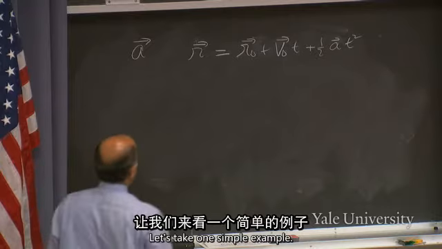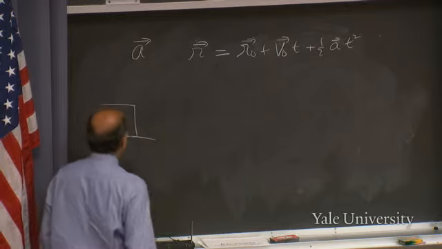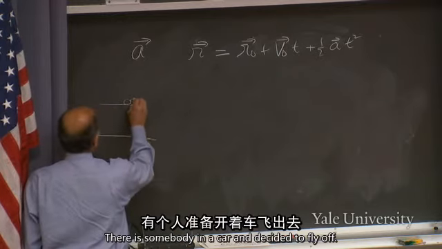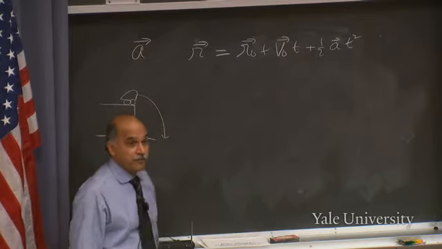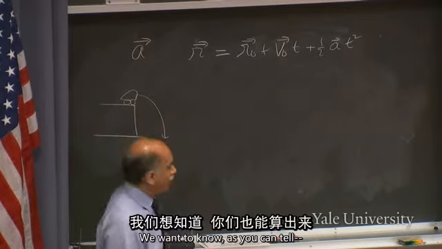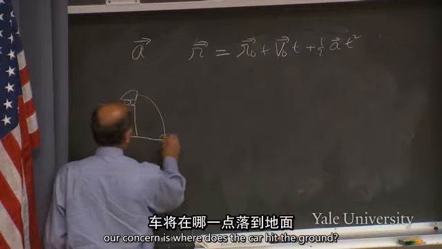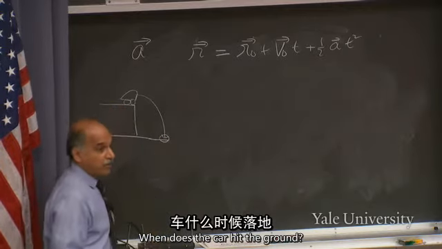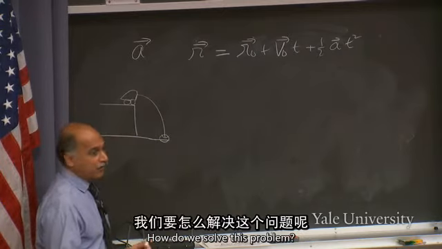So let's take one simple example. There is somebody in a car who decided to fly off. And we want to know, as you can tell, our concern is where does the car hit the ground? When does the car hit the ground? That's the problem in 2 dimensions. So how do we solve this problem?